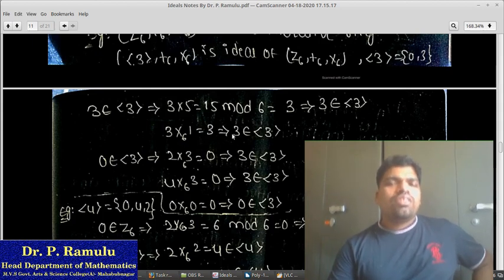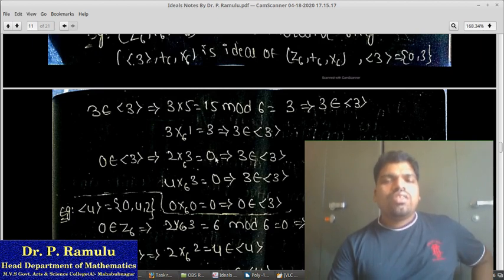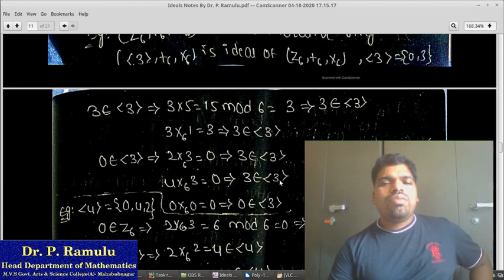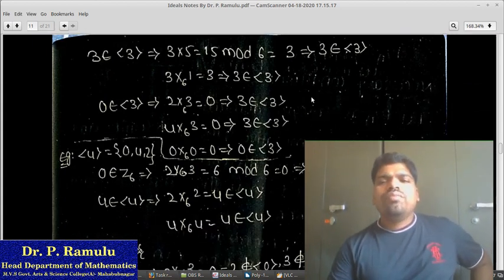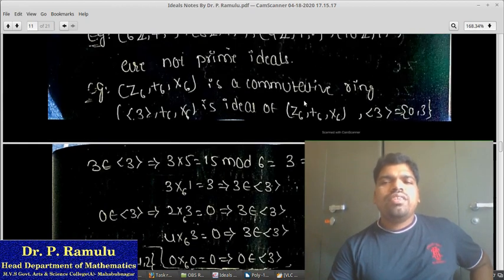3 into 1 equals 3, 3 belongs to generator 3. You can take 0, 0 belongs to generator 3. 2 into 3 equals 0, in generator 3. 3 belongs to generator 3. So 4 into 3 equals 0. That means 3 belongs to generator 3. So therefore this is a prime ideal. Generator 3 is a prime ideal.